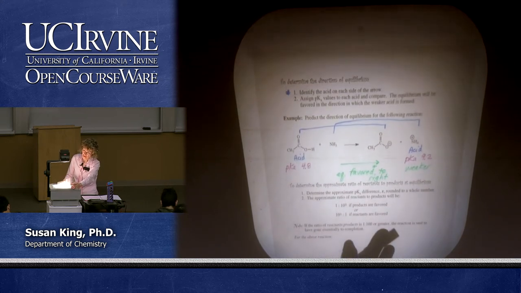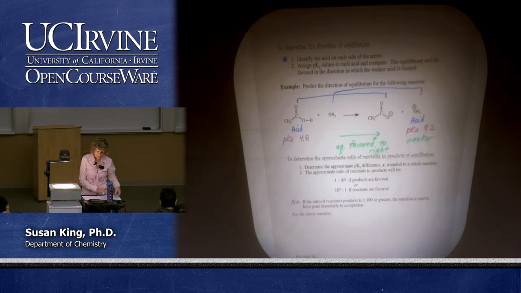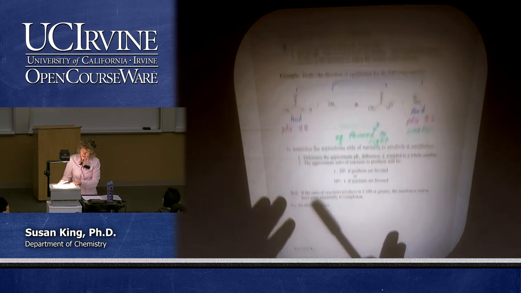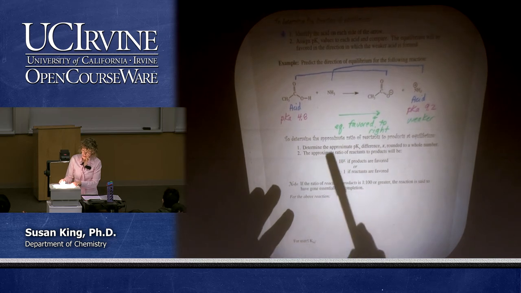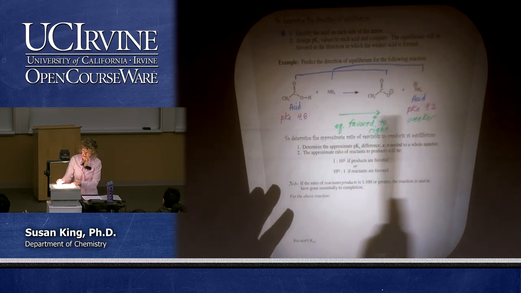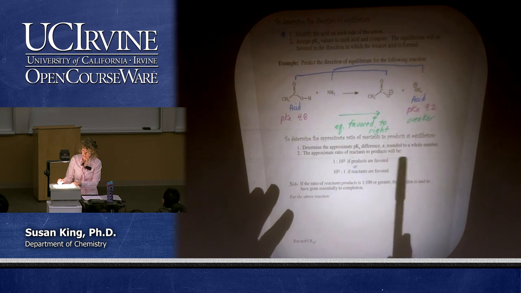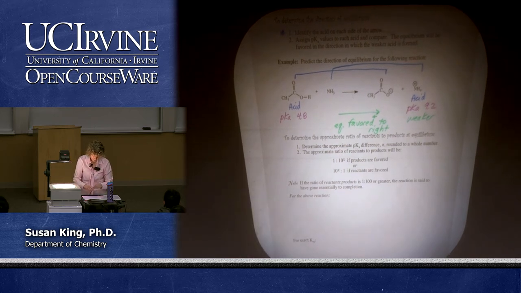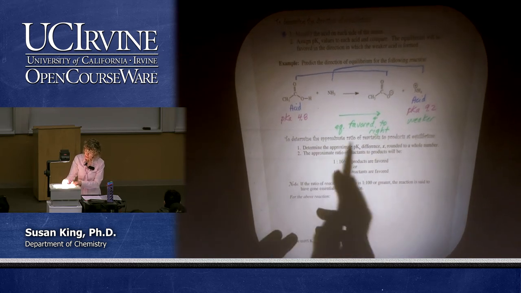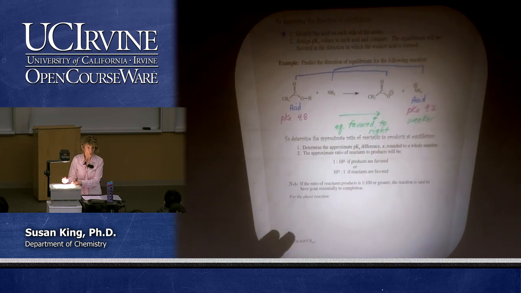The other thing that we can do that is not in your book that I want you to be able to do, because it's going to help us all year long when we're trying to make decisions about what reactions are going to happen, is to determine the approximate ratio of reactants to products at equilibrium. So we're going to take the approximate pKa difference here, rounded to a whole number. The approximate ratio of reactants to products will be 1 to 10 to the X if the products are favored, or 10 to the X to 1 if reactants are favored. All right, so for the above reaction, pKa difference is about 4.